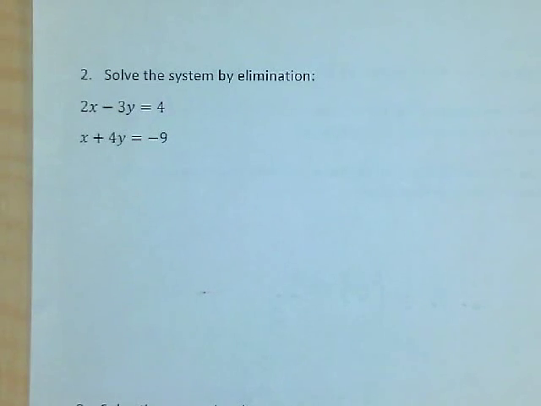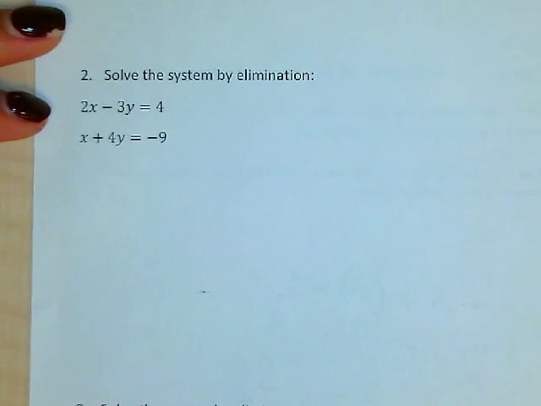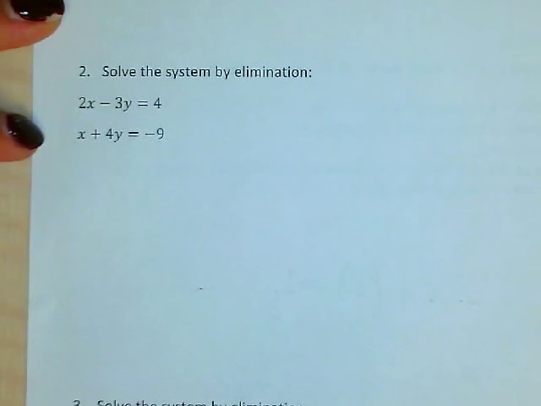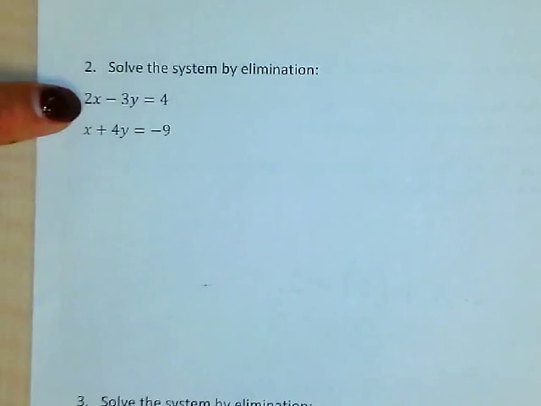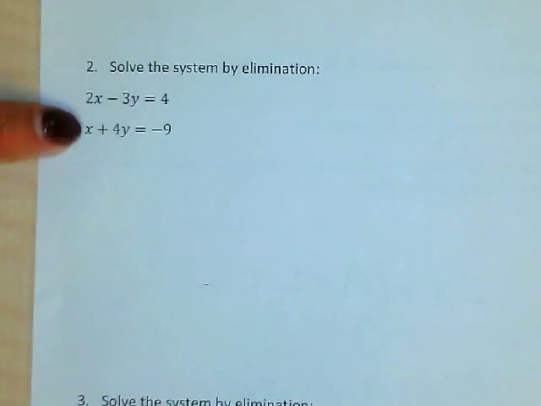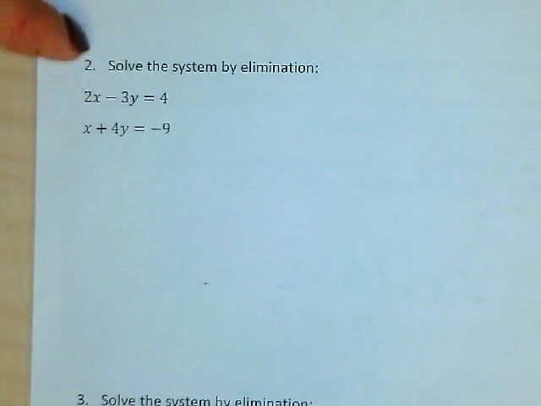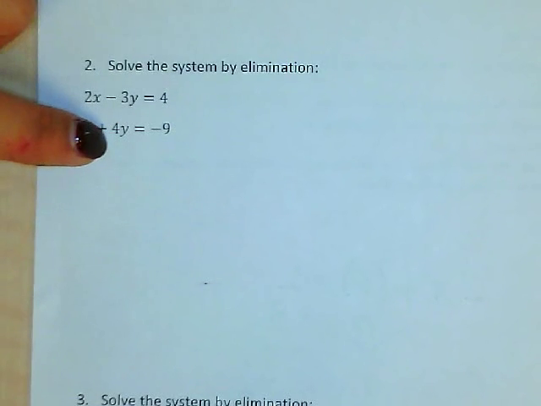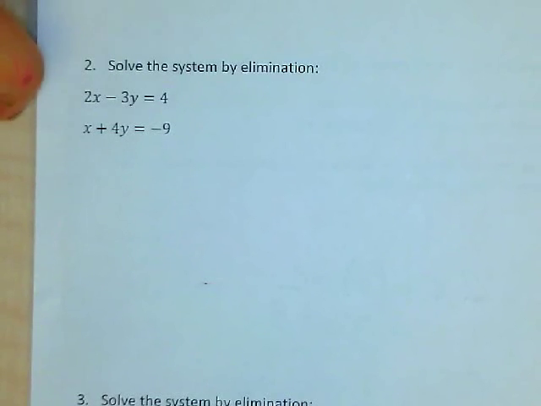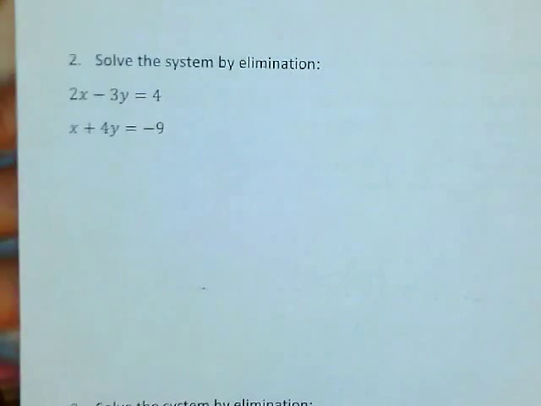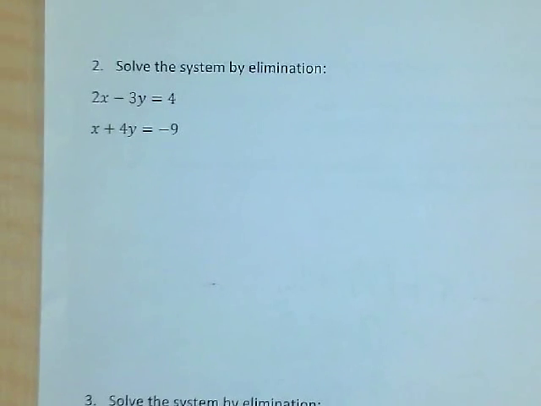Number two of eliminating one of the variables in the system is this one for your independent practice. We're going to have to choose which one to eliminate. So let's look at them. The x's are both positives and they're different coefficients. The y's, one of them is negative, one of them is positive, and they are different coefficients. So I have to multiply both equations by something so that I can eliminate either the x's or the y's.